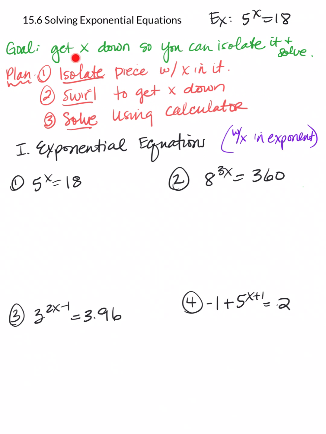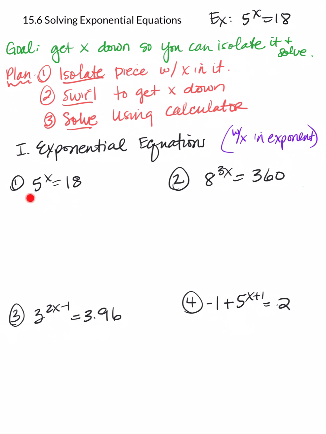So our goal is to get x down out of the exponent so that you can isolate it and then solve it. So here's our game plan. You may want to pause the video and write it down. You want to isolate the piece with the x in it, this base with the x in it. We're going to use our swirl thing to get the x out of the exponent, and I'll model that for you. Then we're going to solve it using the calculator, and I will show you some calculator keystrokes to help you with this step. So let's look first at exponential equations where x is in the exponent.